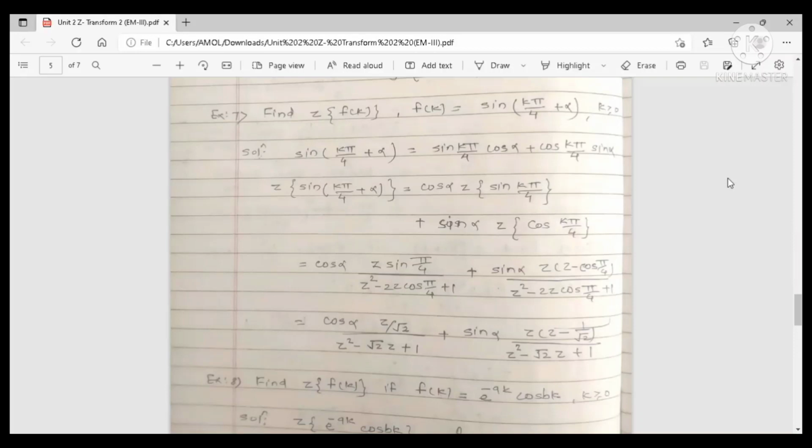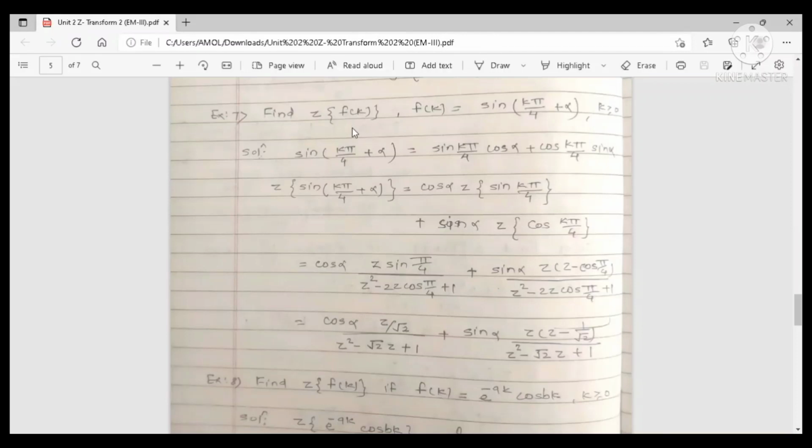In the last two lectures we have discussed the transform of some standard sequences, properties of Z transform, and some examples on Z transform. Again, we are going to discuss a few examples in this lecture. Z transform is a topic from the second unit. Now see the new example here.